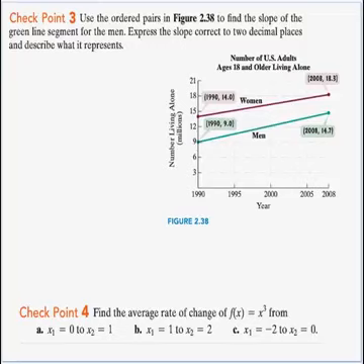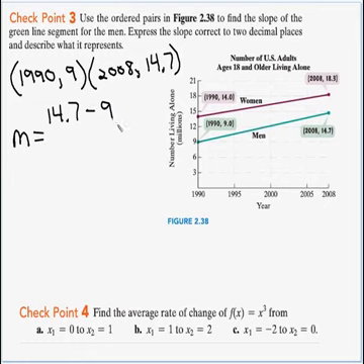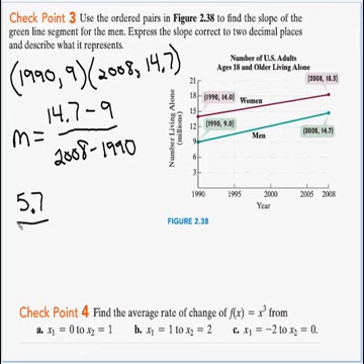Okay, let's see here. Again, to find the slope, we need 2 points. And for the men, we have 1990, comma 9, and 2008, comma 14.7. So our slope, our rate of change, is y minus y over x minus x. And if we subtract, the numerator is 5.7 and our denominator is 18.